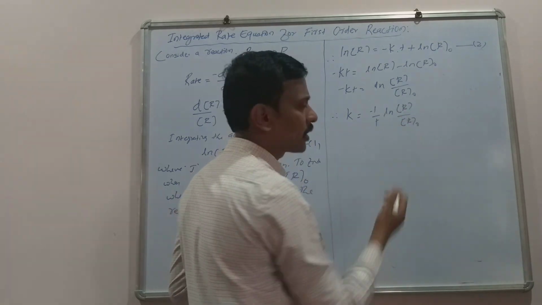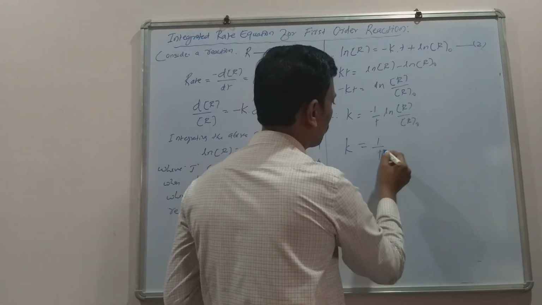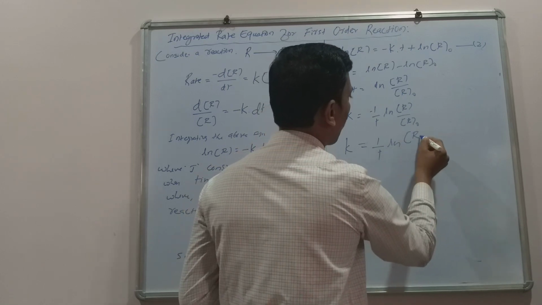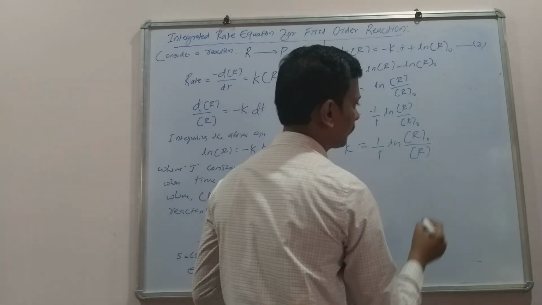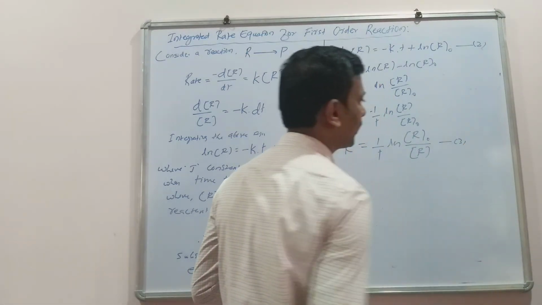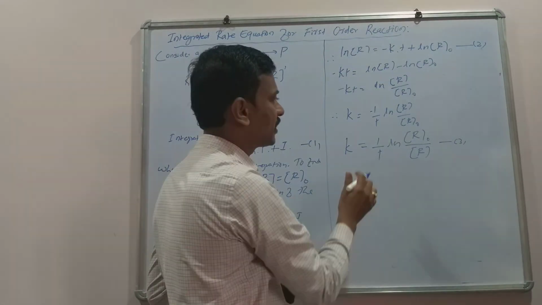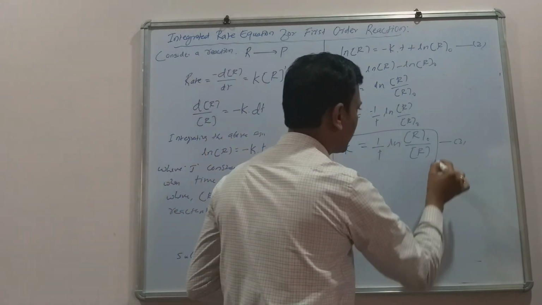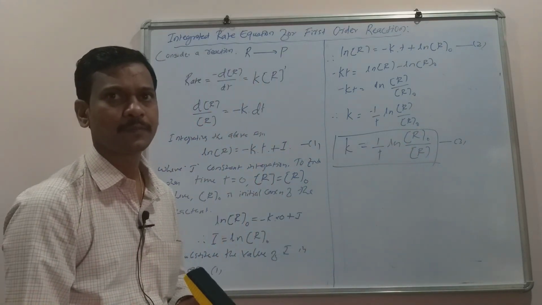Okay, if you want to convert the minus into plus, what to do? Therefore k is equal to 1 by t ln of R naught divided by R. Call it equation number 3. By rearranging this equation we get directly k is equal to 1 by t ln of R naught upon R.